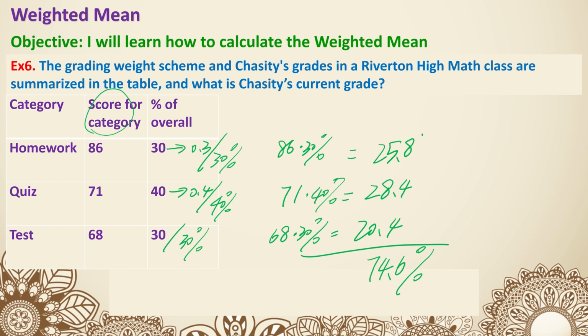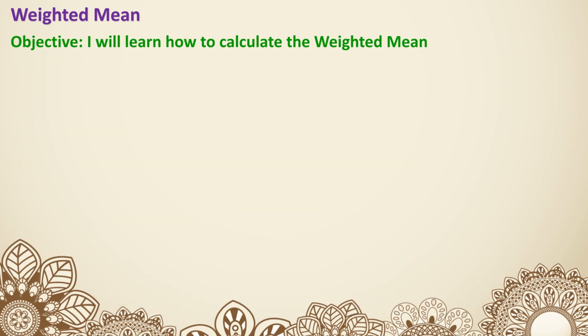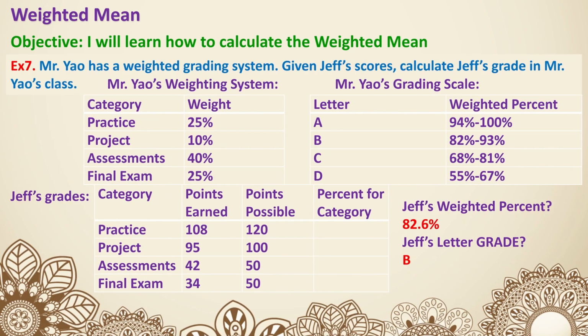So you can kind of think what is the best course of action to raise the grade. The last example, you can pause here and try it out, but after you finish trying, the answer should be 82.6%, and that letter grade would be a letter B. And that is everything for this weighted mean lesson. Thank you.